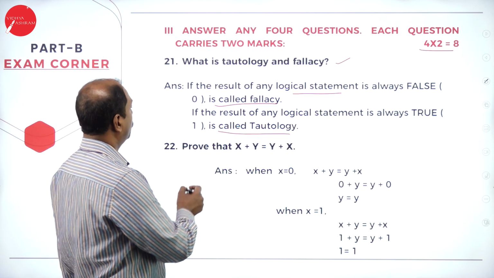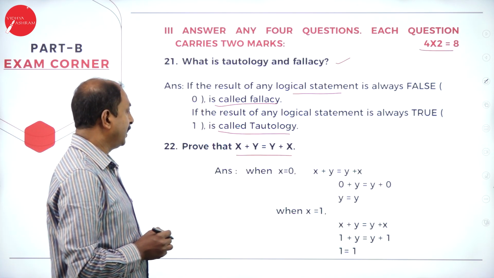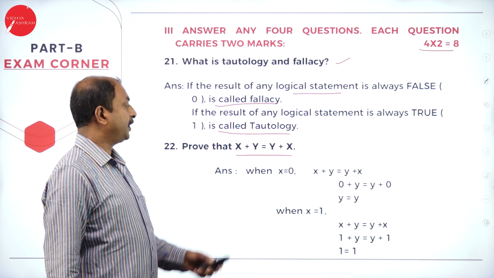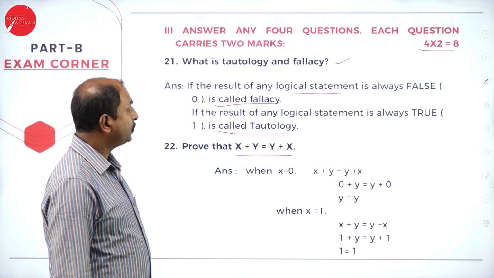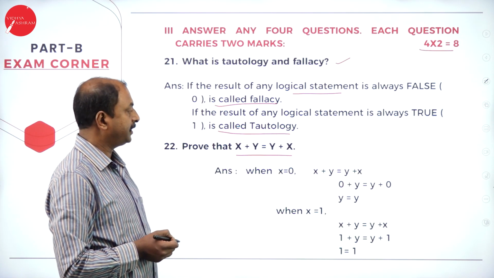Next one is: prove algebraically x + y = y + x. So we are proving this by assigning the values 0 and 1 to the variable x here.